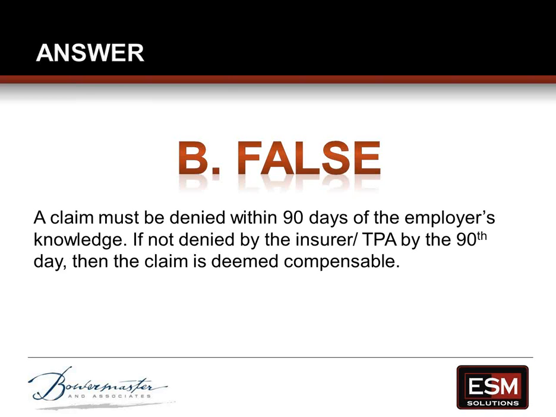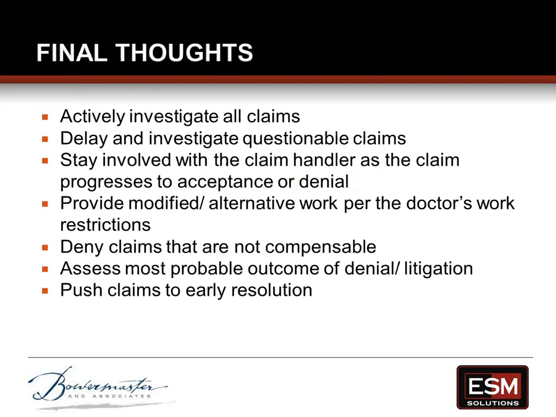That statement is false. A claim must be denied within 90 days of the employer's knowledge. If it is not denied by the insurance carrier or the third-party administrator, TPA, by the 90th day, then the claim is deemed compensable. There is an exception that if there is evidence that becomes available that could not have been discovered within the 90-day window, let's say, for example, a witness comes forward with evidence that the injury occurred while the employee was playing baseball, then the claim could be denied after the 90-day deadline.